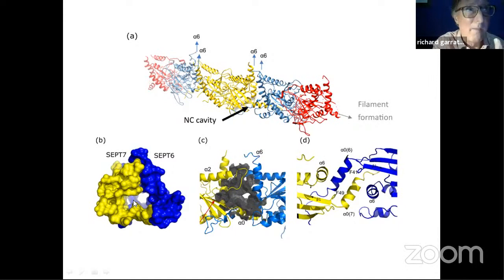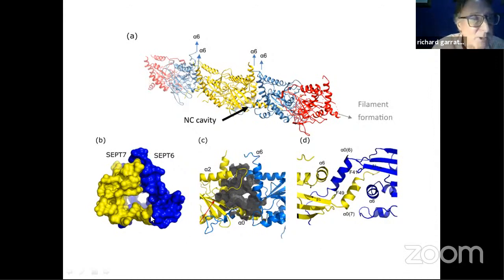It's very different from what I was just showing you before at the interface between the blue and the red. The blue and the red septins seem to fit together like a nice jigsaw with these very specific interactions which guarantee that it's only blue with red and not any other combination. But at this interface between yellow and blue, there's this huge cavity. It looks like there's a defect at the interface. It's about 4,000 cubic angstroms.